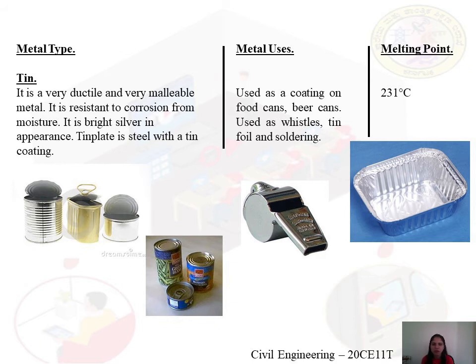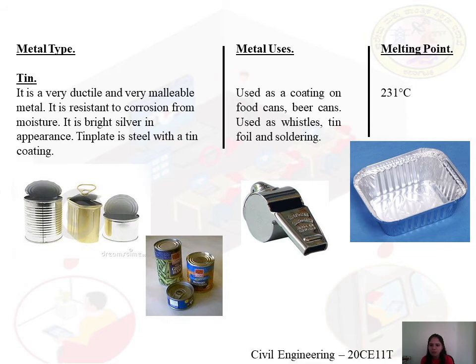What are the uses? It is used as a coating on food cans, the small tins. It is coated over the food cans. And the melting point of tin is 231 degrees Celsius. Tin is not in your syllabus. Only three non-ferrous metals were there: copper, aluminum, and zinc. Hope you have understood the properties and uses of copper, aluminum, and zinc.